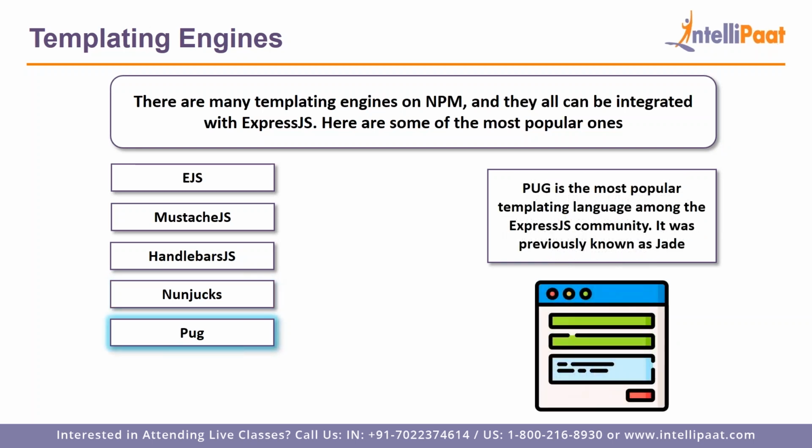And then there's Pug. Pug was previously known as Jade. It's by far the most popular templating language in the Express.js community. If you're building a database-driven web application, which dynamically generates the content and sends back HTML instead of building an API, then chances are, if you're using Express.js, Jade is one of the most popular options for you. It's very easy, it's been around for a long time, and many developers have contributed a lot to it, so you can take a look at that as well.